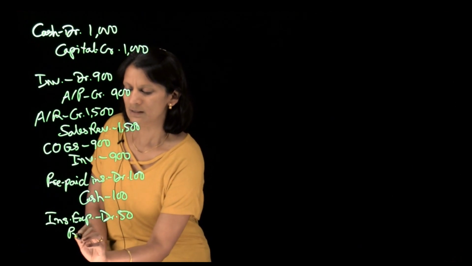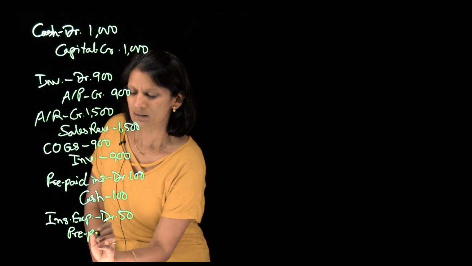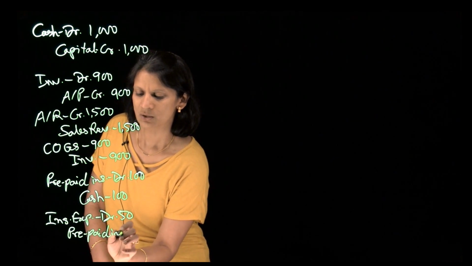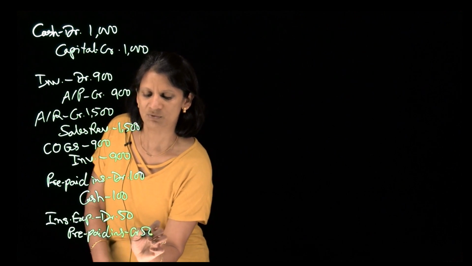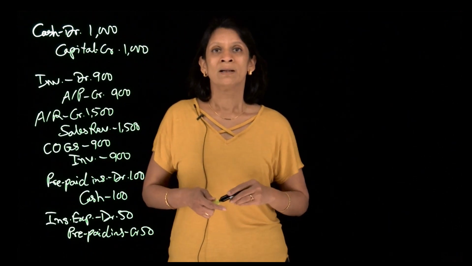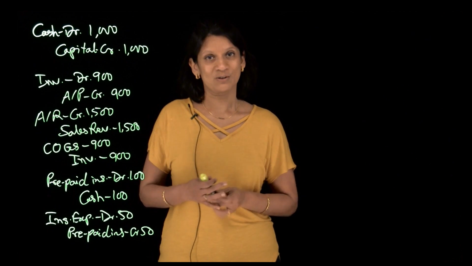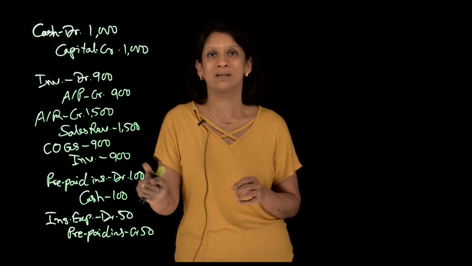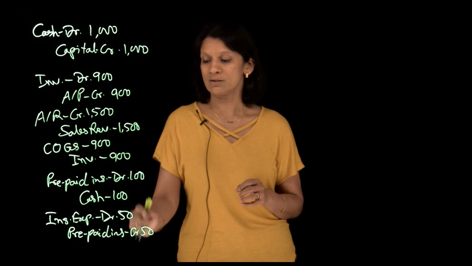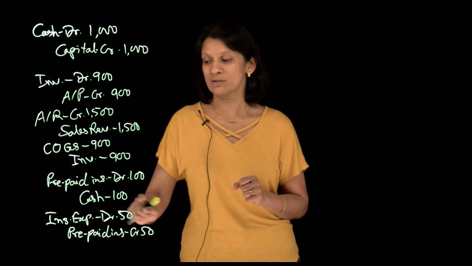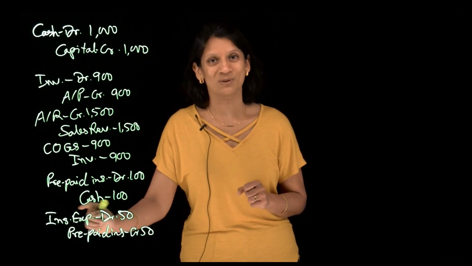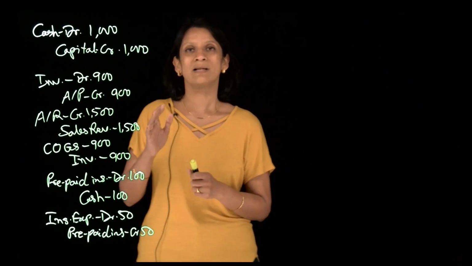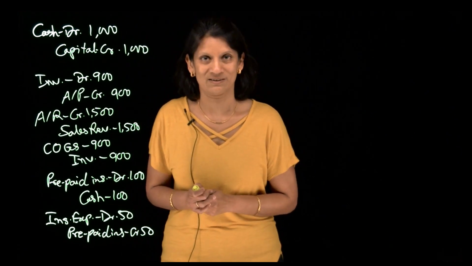And so accordingly, my asset, prepaid insurance, will come down by $50 because I have already used $50 worth of it. So I cannot show the entire $100 as my asset. My asset will be 100 minus 50, that is only $50 because I expensed out insurance $50. That is what an adjusting journal entry is.